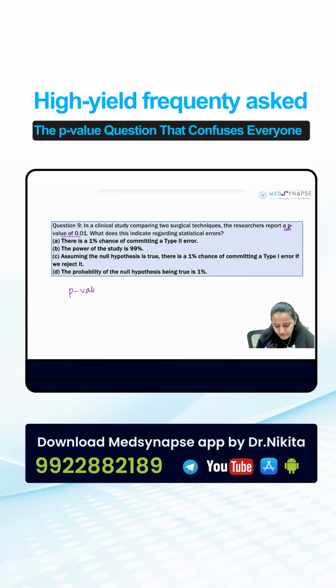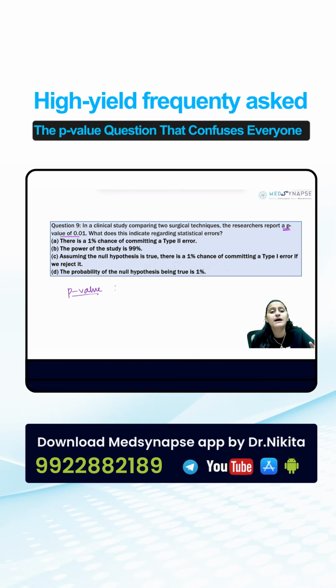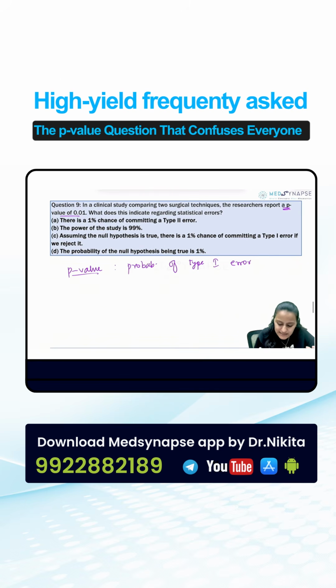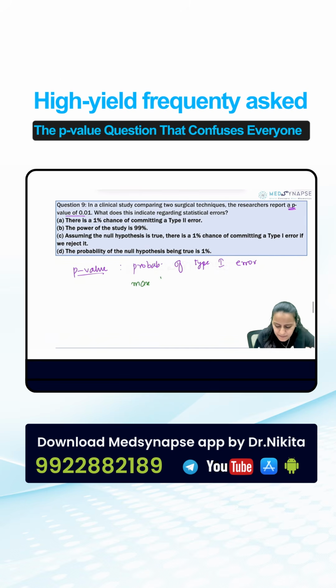So quick revision of the concept of p-value. What is p-value? P-value is the probability of type 1 error in a study that is being conducted, right? And what is the maximum probability of type 1 error? The maximum probability is given by the alpha value, which is generally taken as 0.05.